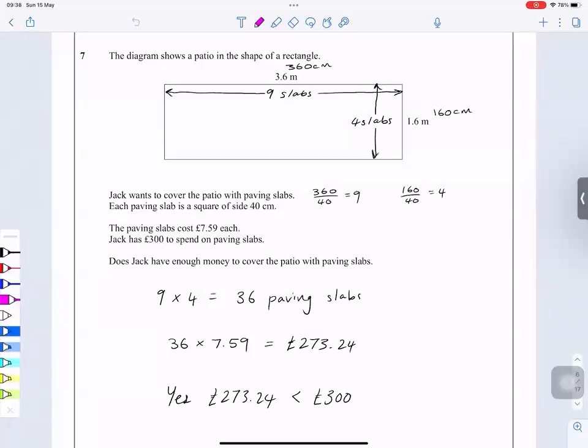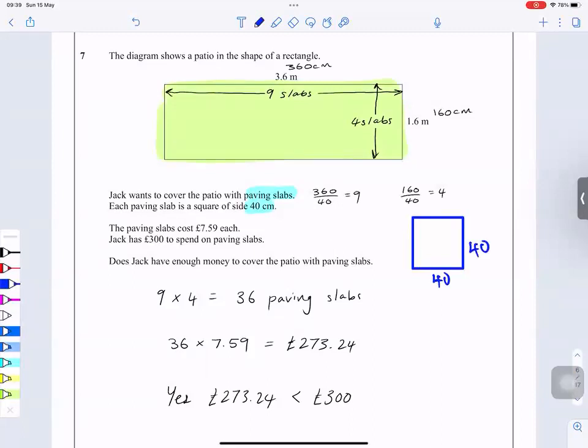Question number 7. The diagram shows a patio in the shape of a rectangle. So we've got that rectangular shape there. And Jack wants to cover the patio with paving slabs. They want to use paving slabs, and each paving slab is a square of side 40 centimeters. So if I put that to be the paving slab, it is a square of side 40 centimeters each.